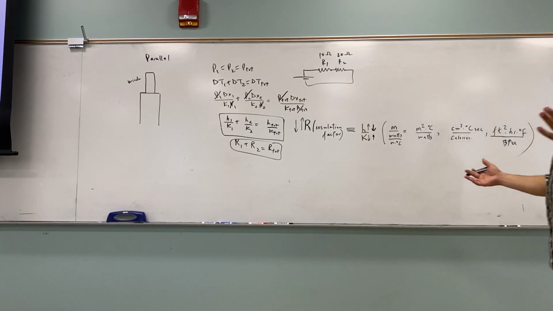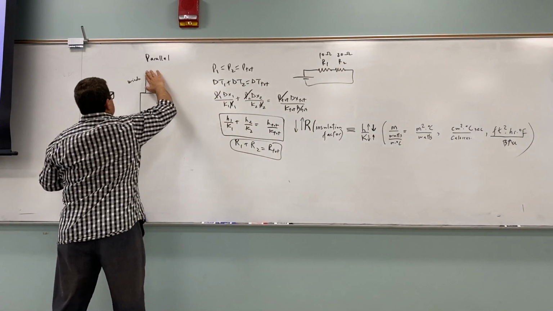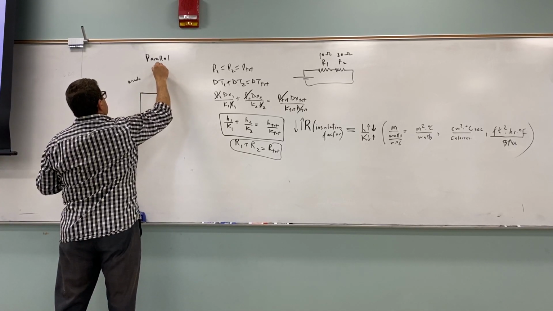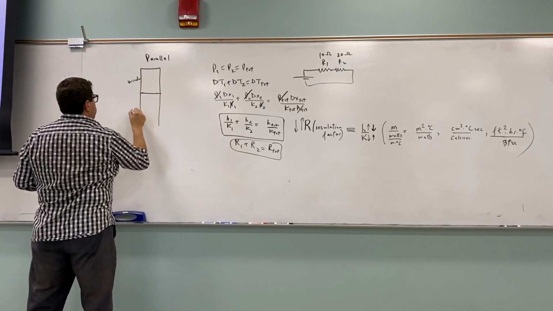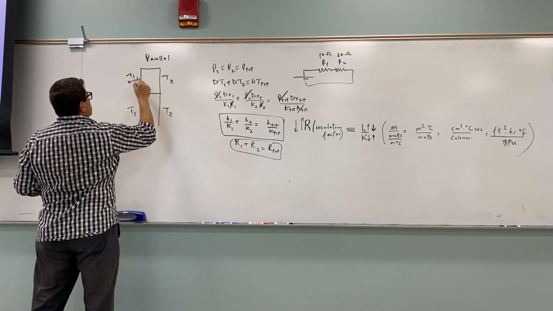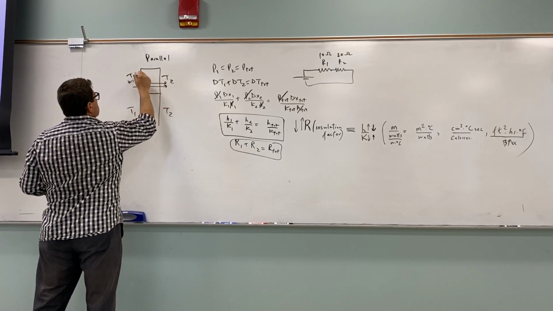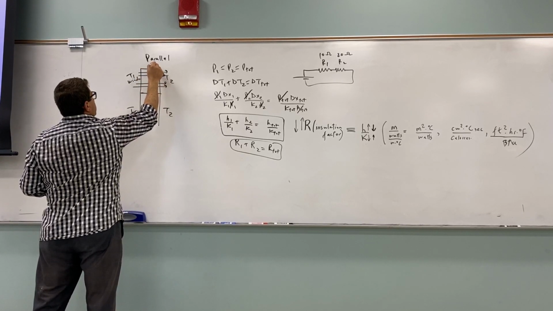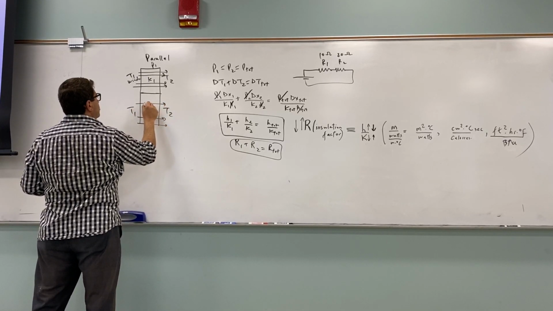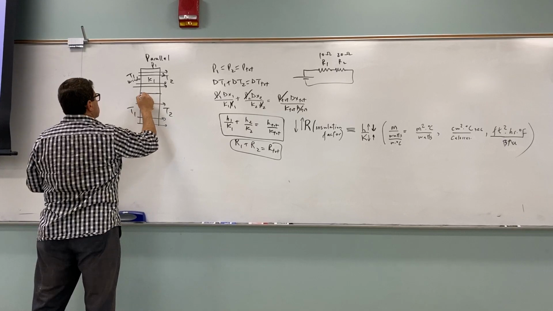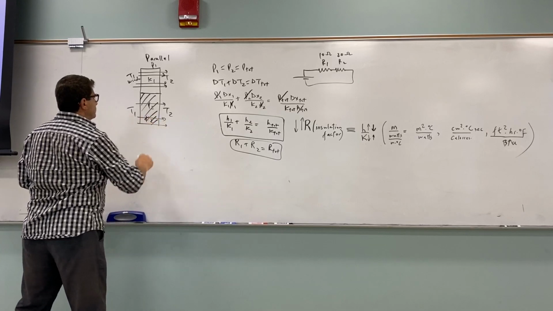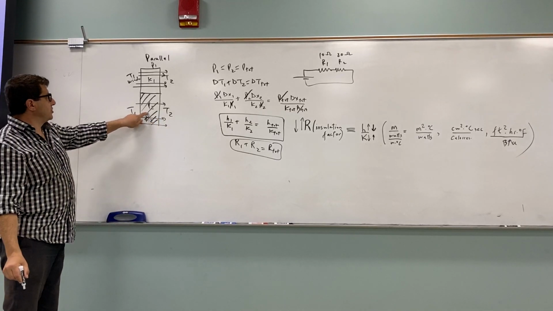This is in parallel, but of course this is not the same thickness as that. But for now, let's just make it the same thickness. So if this is T1, T2, T1, T2, the heat can go through there. We'll call that P1, K1, and here P2, and this is K2. So the heat can either go through there or through here.